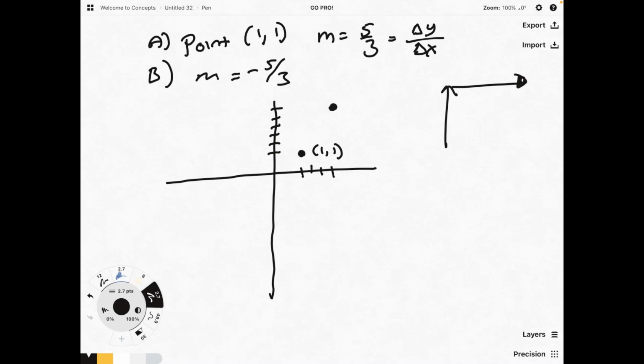And so if we wanted to do that, we would say up 5, we would say 6, and then we would go over 3, which gives us 4, and that's this point, 1, 2, 3, 4, 5, 6. So up 5 over 3, 1, 2, 3, and now that we have 2 points, we can sketch this graph.